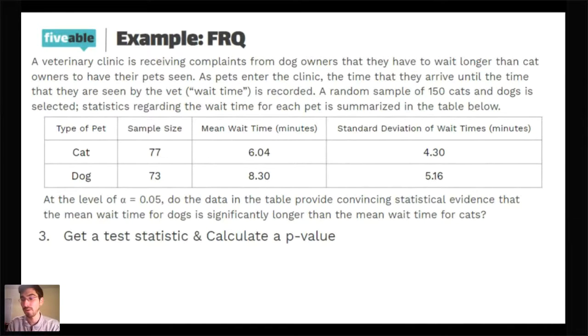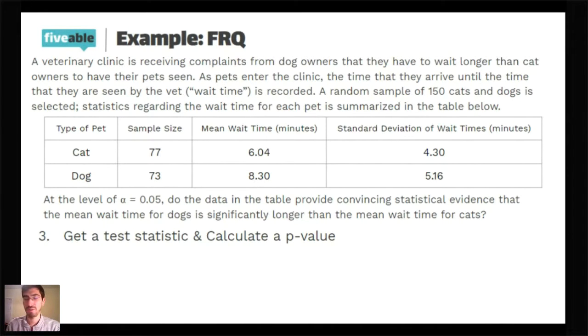value that you want, and you might end up getting the wrong p-value because you've flipped the order of your data in the calculator. So my x bar 1, I'm going to put 8.3 because I put dogs first, 5.16 for my S, and 73 for my N1. X bar 2, 6.04 minutes, S2, 4.3 minutes, N2 is 77. Then the way I wrote my hypotheses, my alternative was that my average for dogs was greater than average for cats. We are going to leave pooled as a no.